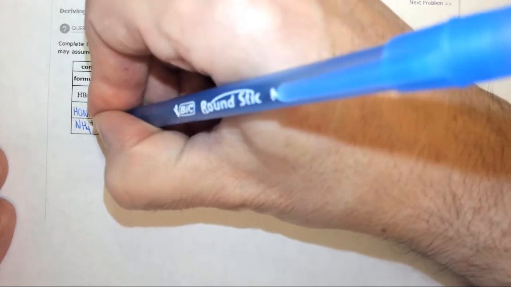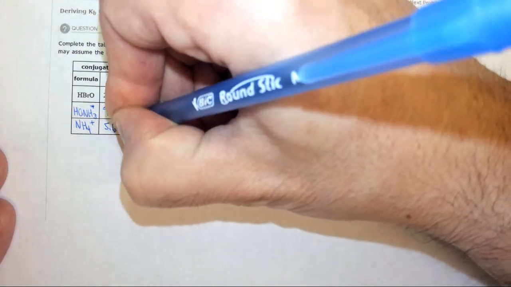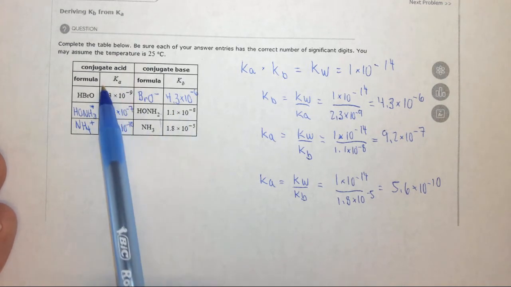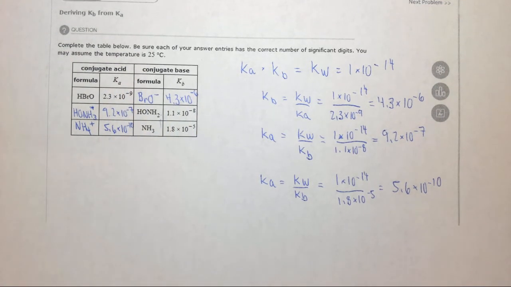So we can plug that in for our answer. And that's how you find both the conjugate acid or the conjugate base and the Kb from the Ka or the Ka from the Kb.